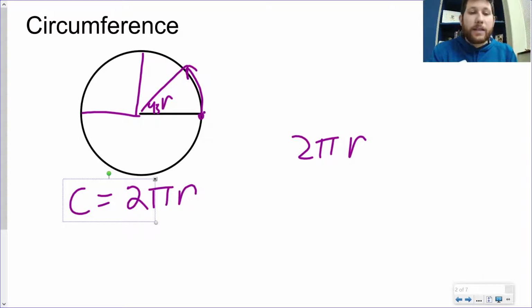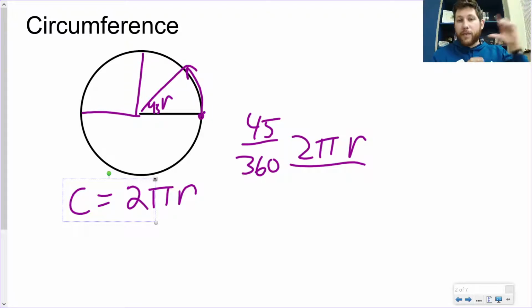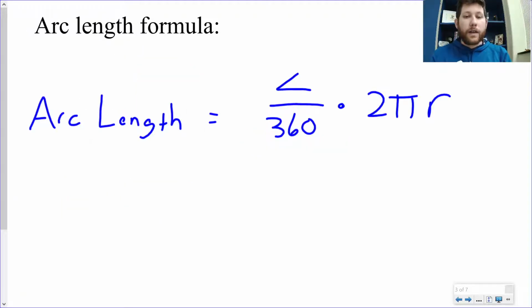So if I, in this case, say I want 45 degrees, well, it's 45 out of 360. That's the fraction of the circle. And then this is the length of the whole circle. So we take the fraction of the circle times the length of the whole circle, and that gets us arc length. So let me give you the formula here. Arc length is equal to angle over 360, so whatever angle we're talking about, times 2 pi r.